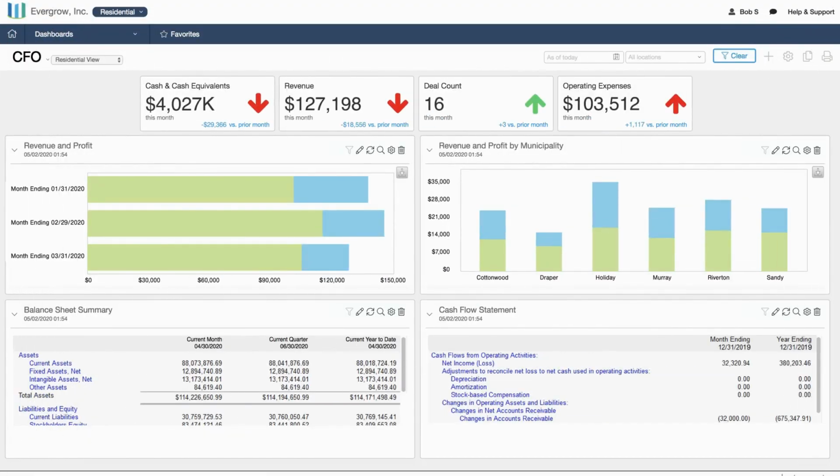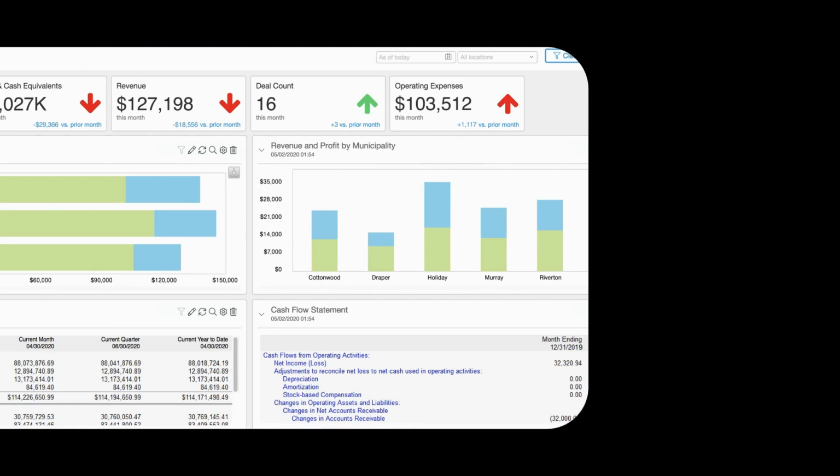Jumping over to the residential office, we see that transaction volume is up. But market conditions may be impacting selling prices, leading to lower revenue per deal and an overall drop in revenue. Because municipality is a dimension tracked with each deal, we can break out deals by municipality and see how they stack up. This lets us know that we're getting the most profitable deals in Holiday, while Draper seems to be less attractive at the moment.